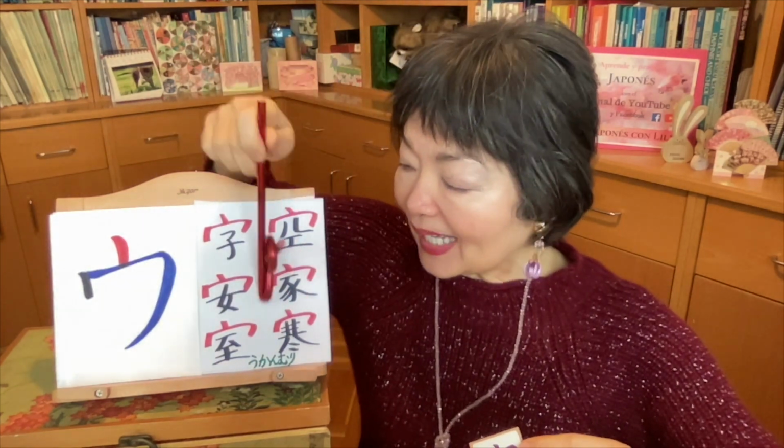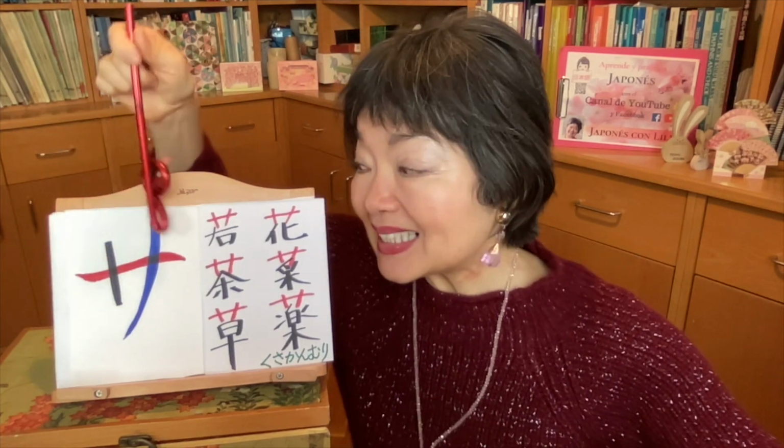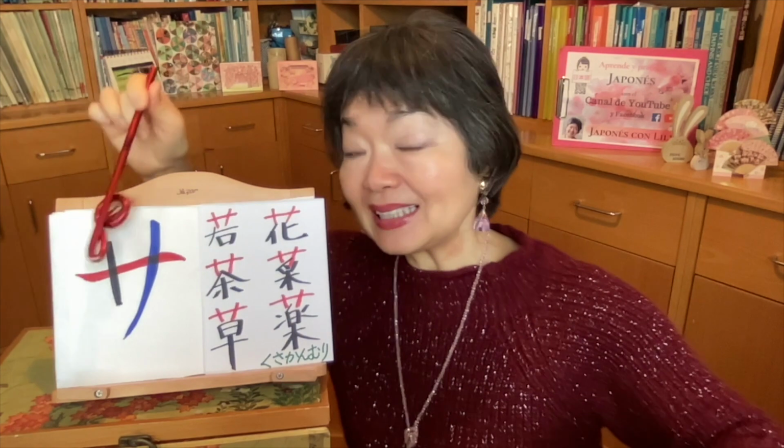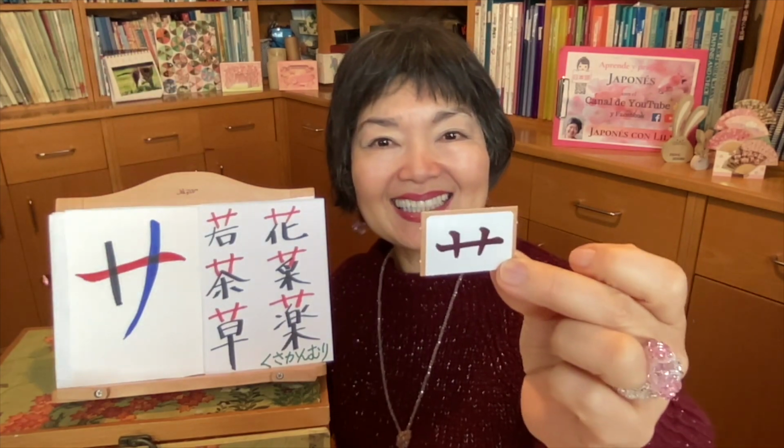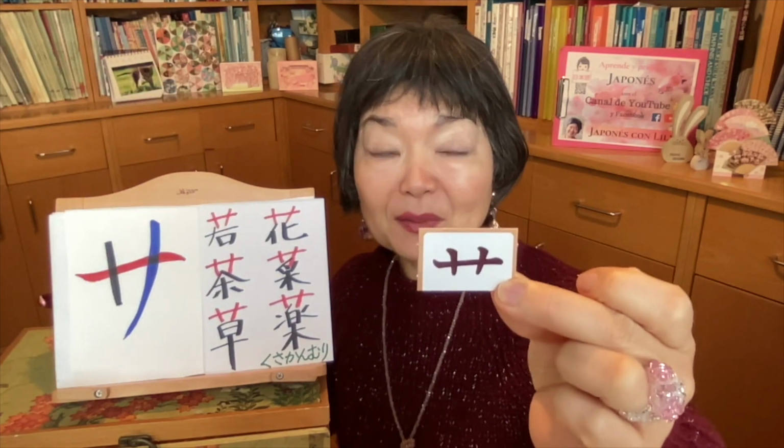For example, this kanji is ie or uchi. This means the house. This is katakana sa. Sa, shi, su, se, so, sa, long. But this can be like this. And this is one part of a kanji.